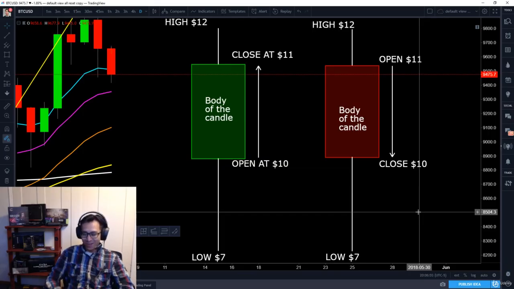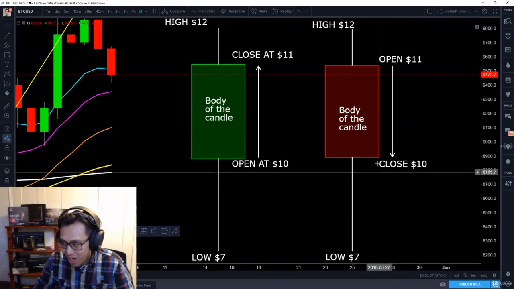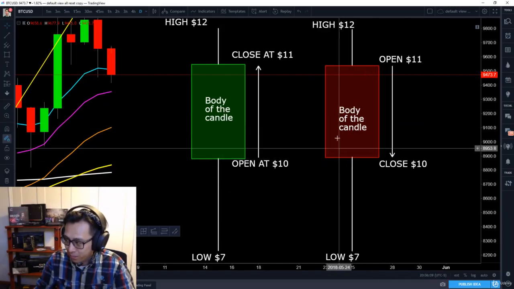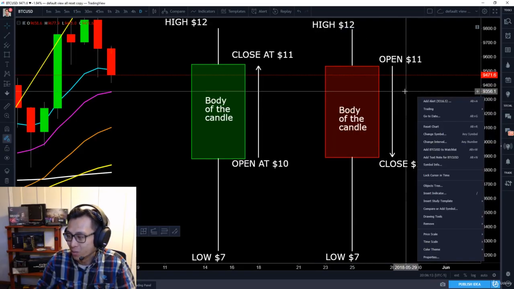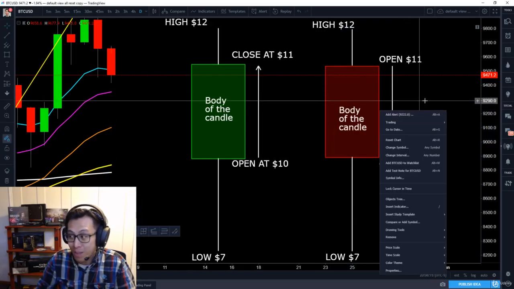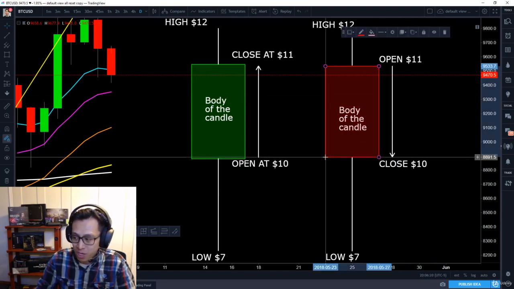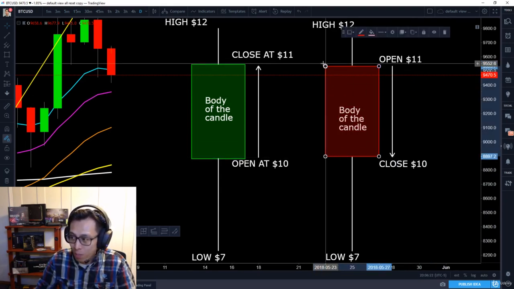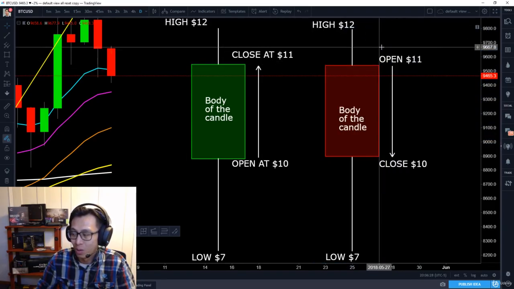Okay, let's get into it because I love talking about this, okay? What it means. We'll talk about the red one first. The red one opened here. It could mean many things, first of all. Let's talk about all the different scenarios. So it opened there, for example, and the first thing that could have happened was this.